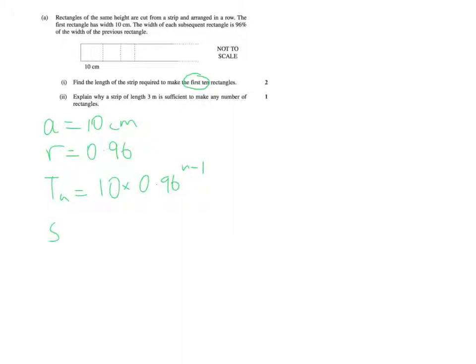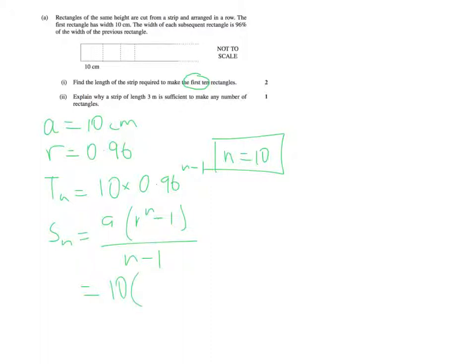We've got the sum of our geometric series is a outside of r to the n minus 1 over r minus 1. Okay, we've got all those things here. We know that n is 10. So that means a is 10 outside of 0.96 to the power of 10 minus 1 over 0.96 minus 1.